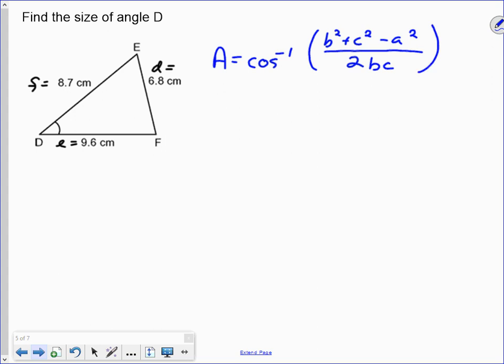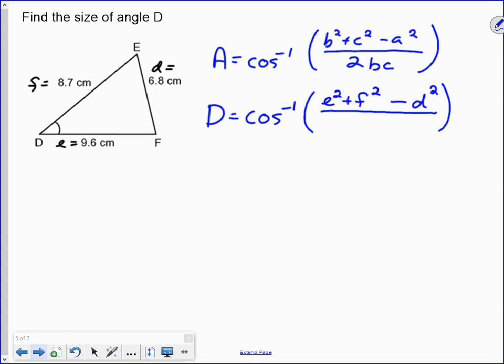Now, we don't have A, B, and C in this triangle. We have D, E, and F. So we need to match up. We want to rewrite our equation with the things in the appropriate spots for what we're trying to find. We are trying to find angle D, so we're going to replace angle A with angle D. And up in our numerator, we have to make sure we are subtracting D squared, the side opposite the angle that we're trying to find. And then b and c we can just replace with E and F, and E and F, just like that.